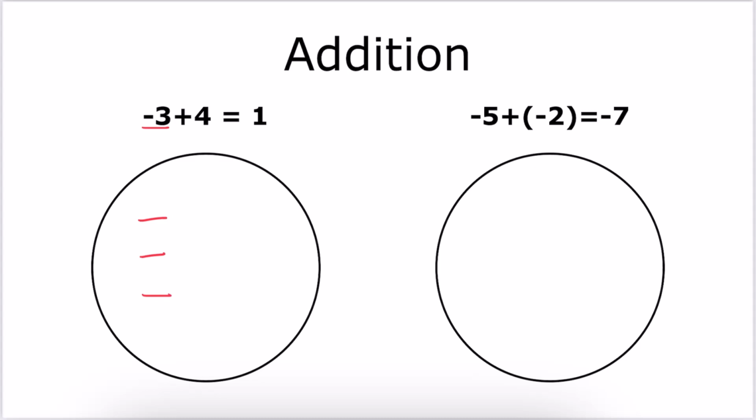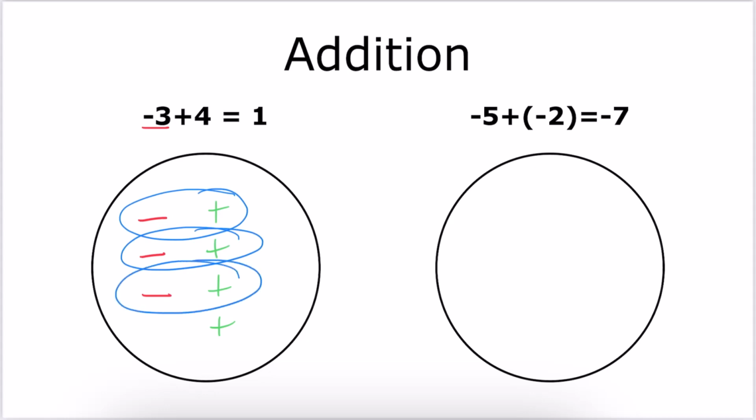So I'm just going to use negatives to represent those -3, or that number of -3. And then when I add 4, that means that I'm going to combine these three negatives with four positives because I'm adding a +4. And remember that a positive and negative pair ends up making 0. And so those three pairs are going to equal 0. And what I'm left with is one positive, which shows that -3 plus 4 equals 1.